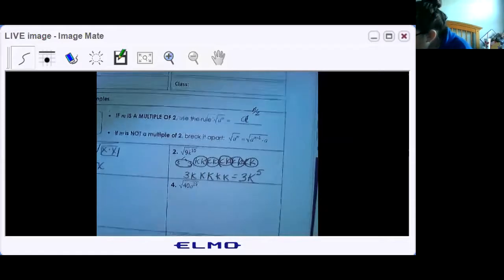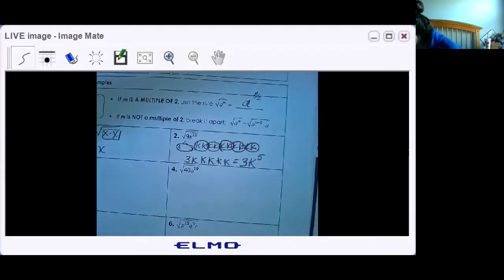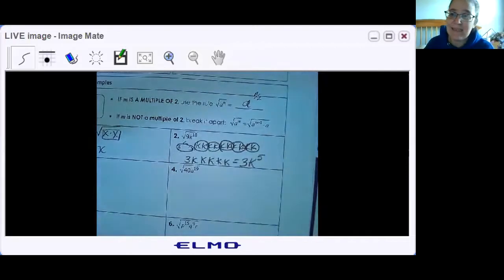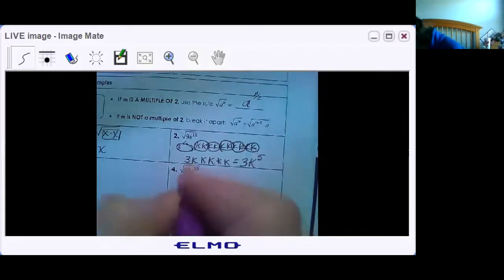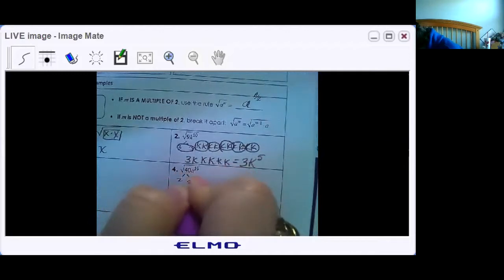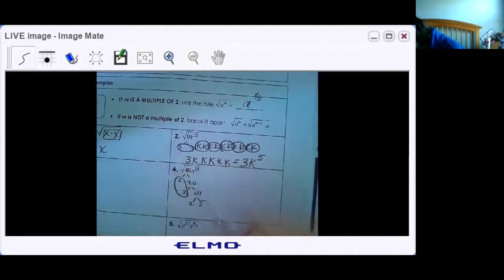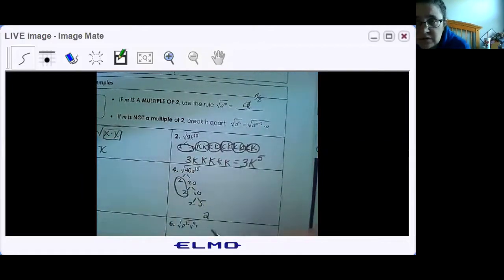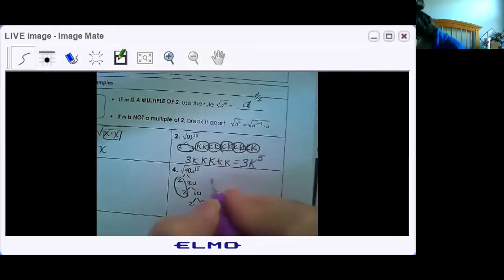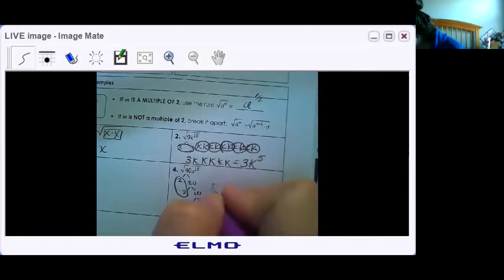So if I'm looking at number 4, and it's 14A to the 19th, do I really want to write out 19 A's? No. 40 is 2 times 20, which is 2 times 10, which is 2 times 5. So I've got that set of 2's. But then there's nothing I can do with those because those are singles. So the next thing I'm going to look at is my a to the 19th. Well, a to the 19th is a to the 18th times a.